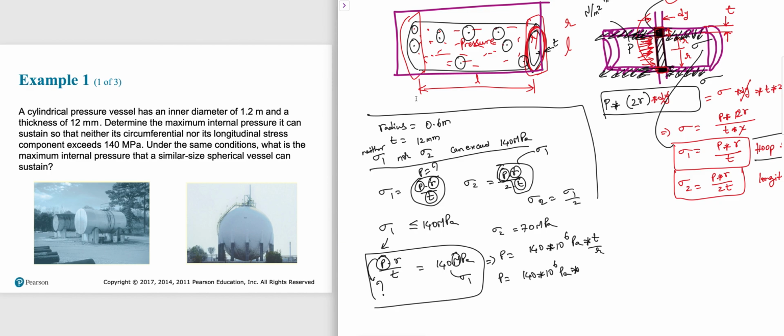Thickness is 0.012. I'm converting millimeters to meters, and radius is 0.6 meters. This is meters, that is meters. So we get the answer in Pascal. How much is this? Take your calculators. 140 times 10 to the power 6 times 0.012 divided by 0.6. I got 2.8 times 10 to the power 6.